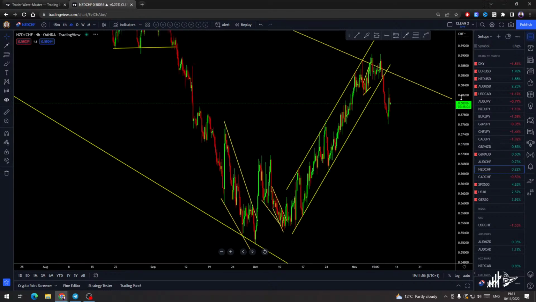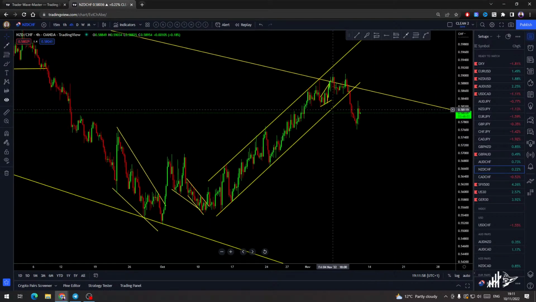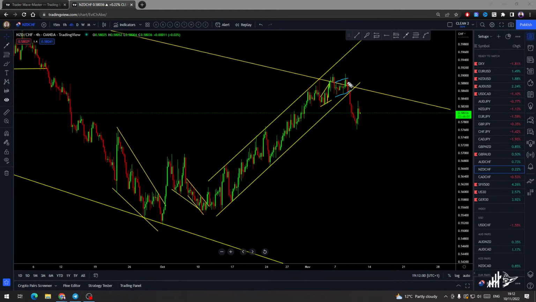New Zealand Chief, nothing yet. Okay, so if you were selling it from the top, great. There was some correction over there, breakdown, correction, impulse, and then if you're in the trade, great. So move your trades to break even.